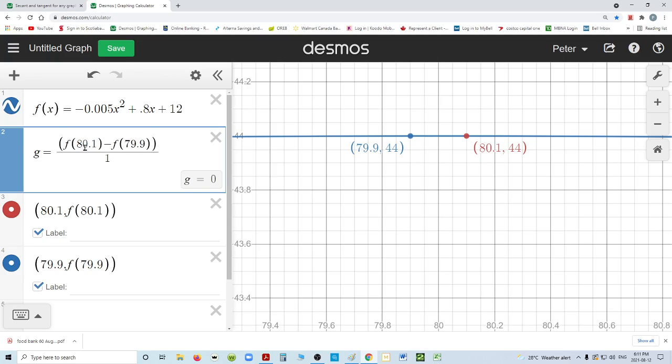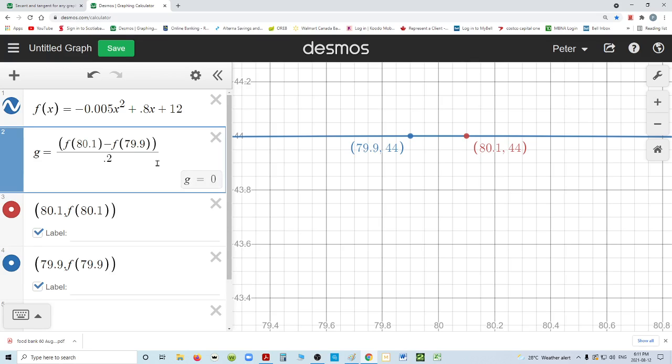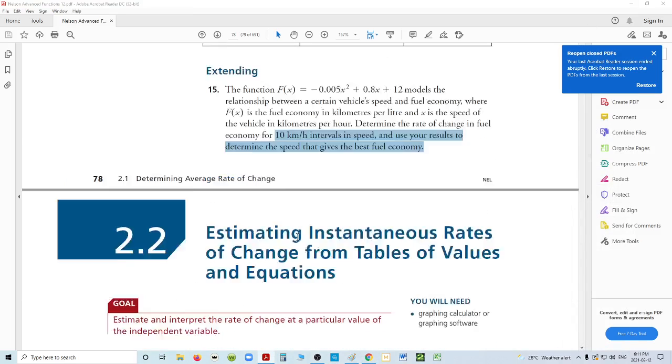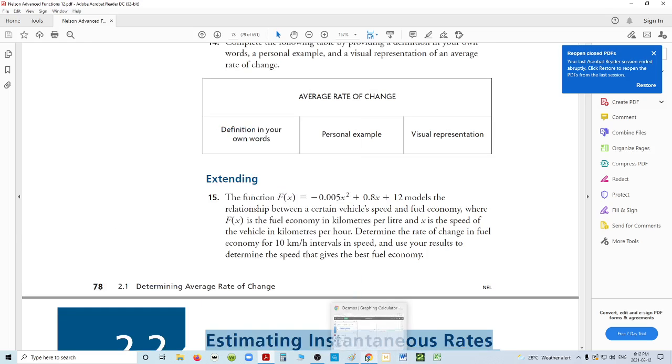The difference now is 0.2. But the slope is still going to be 0, no matter what, and that's because these two up here will come out to 0. Do it yourself, you'll see. And that's it. Estimating is when you kind of do what we're doing, when you understand the graphs that are going on.